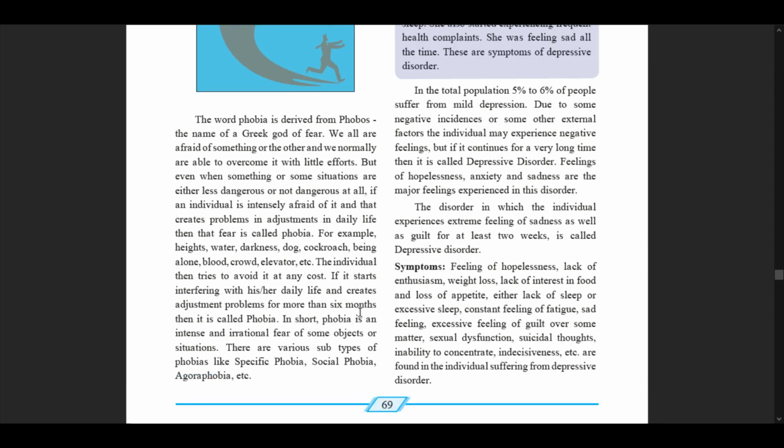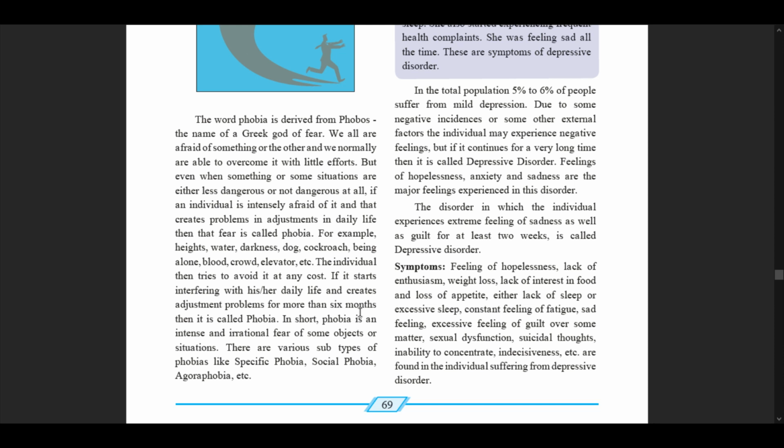So, for example, I have a phobia of dogs. I'm scared of dogs since birth. So, that is a phobia for me. There are individuals who are scared of water, individuals like Ninad, as we saw, afraid of heights.